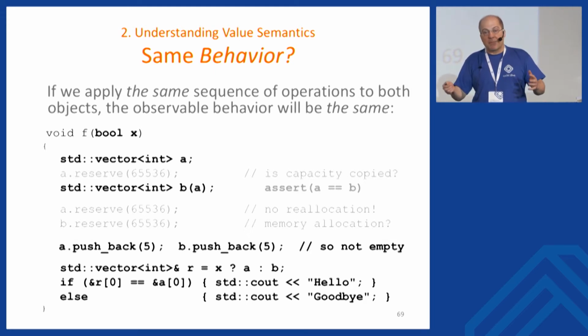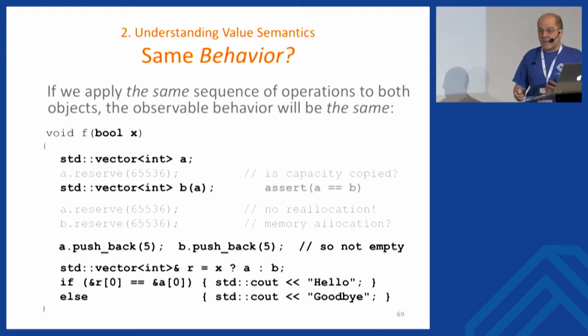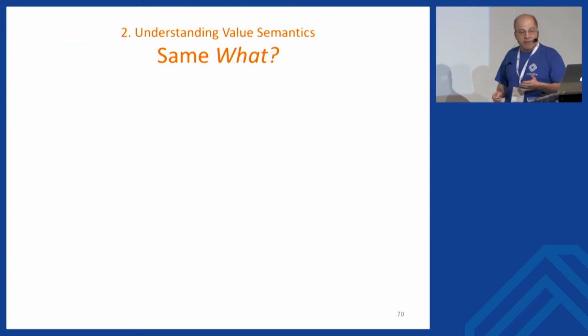So we notice that behavior. We can observe that behavior. So it is not necessary that two objects that have the same value exhibit the same observable behavior. So we really need to have some notion of value that we can say this is what value means. And so that's what we're trying to talk about today.